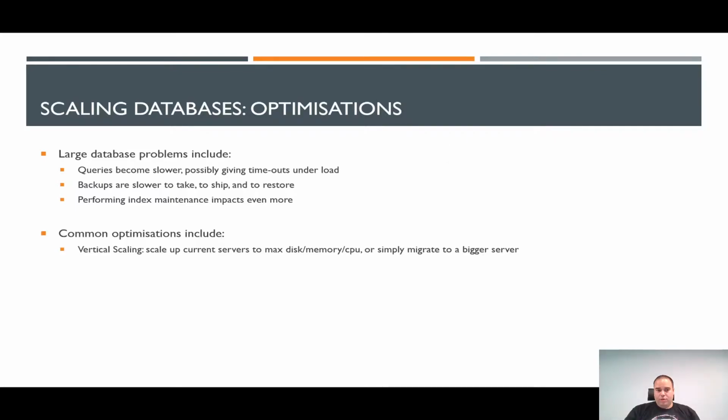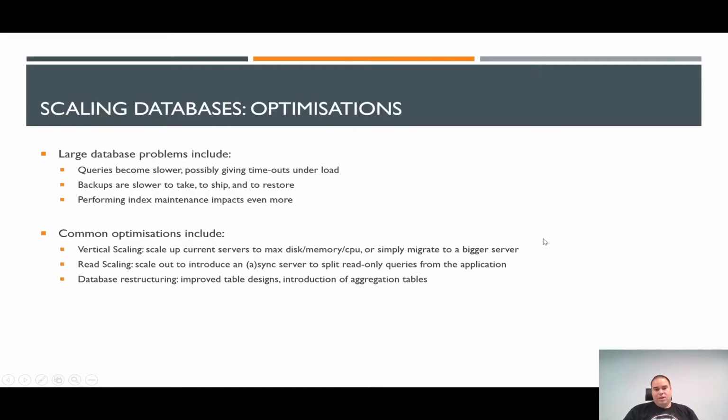We have a number of options to optimize our database. We can start by scaling up vertically. We can maximize the hardware resources we have available on the server by adding more disk, more memory, more CPU. Or even we can migrate the database to a bigger server. We can also introduce read scaling. We can bring up a second server that replicates from the current database server and use it for read-only purposes. So we can split our queries between a read server and a write server.